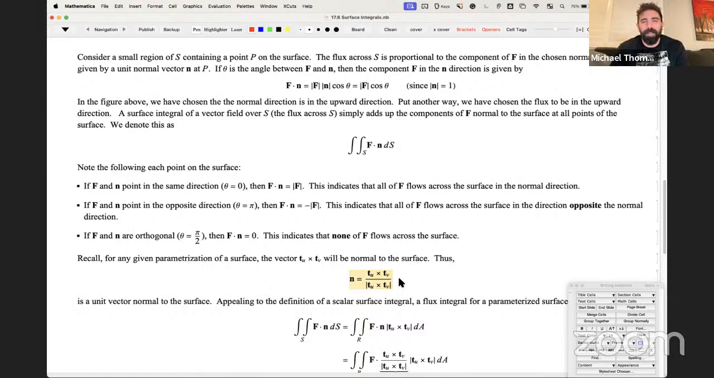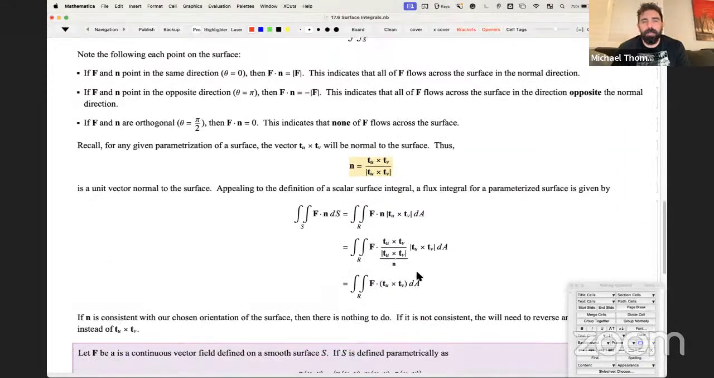Now it may or may not point in the direction that we had chosen for our orientation, so we'll talk about that in a minute. You might have to reverse the orientation on it, but that's easy. Just throw a negative in. But first, let's assume that your chosen orientation and this vector n point in the same direction.